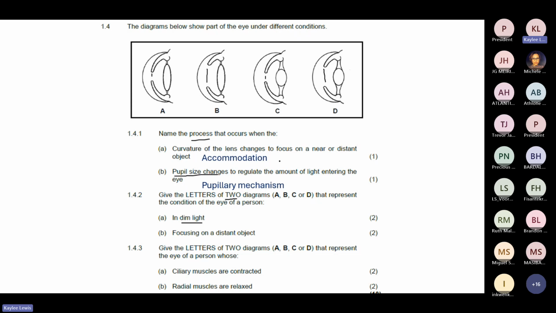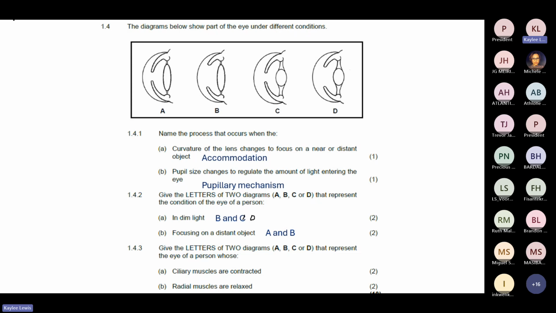So if we want to increase the pupil size, because it is in dim light, we want it to dilate, which 2 letters represent that? So which 2 letters are the pupil the largest? And your answer here would be B and D. Sorry, I made a mistake here. It's going to be B and D over here. Okay, when the pupil's the largest.